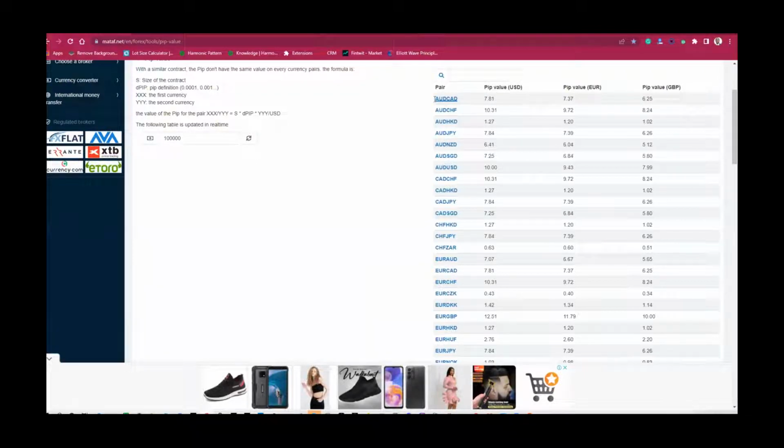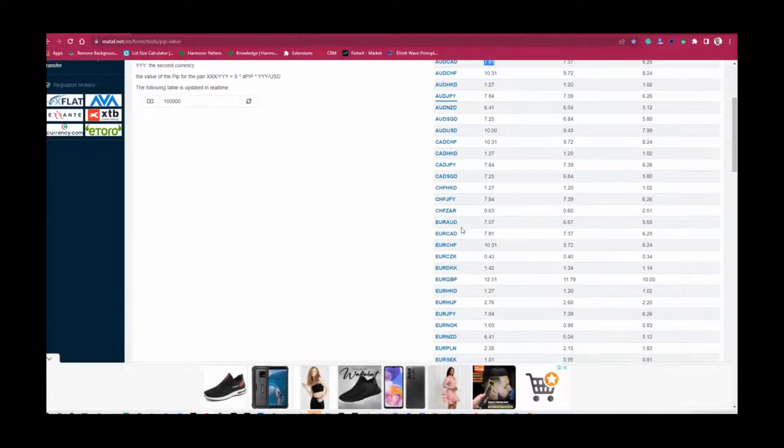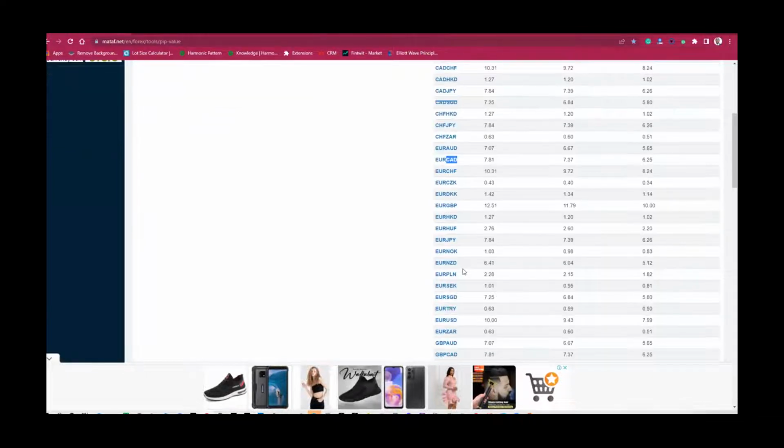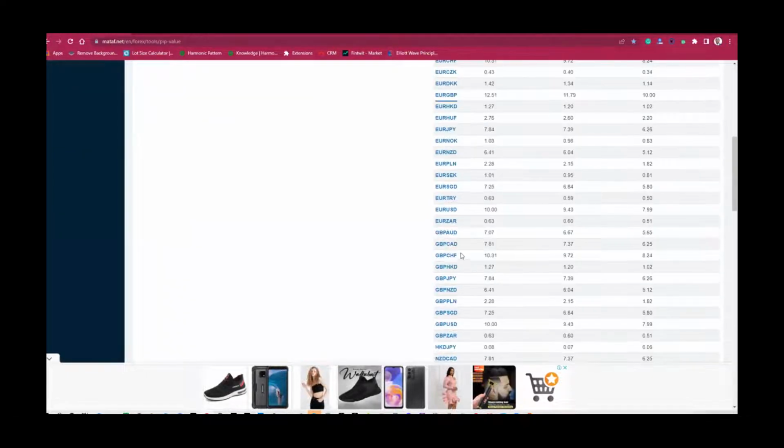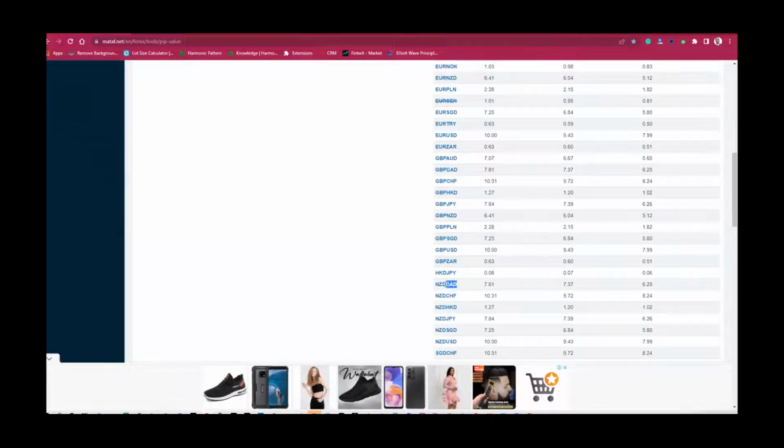Now look at Australian dollar, Canadian dollar. The pip value is 7.81. Now let's look for other currency pairs that end with CAD. You will see that it's going to be 7.81. So you can see this one here, 7.81. You can see this one also, 7.81. And this one also, 7.81.